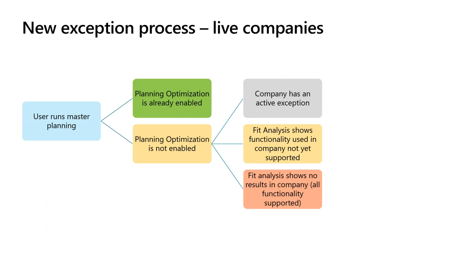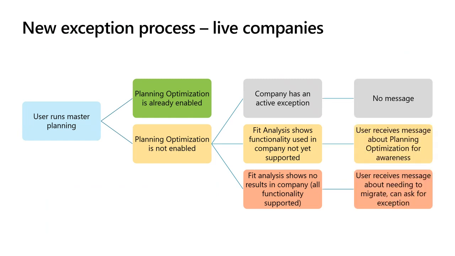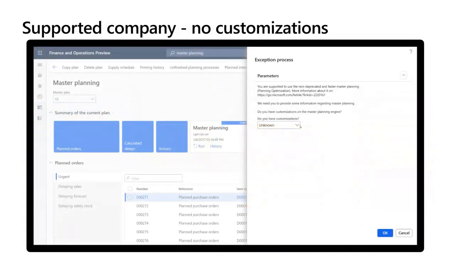So if the company has an exception, the exception is for the environment, there will be no message at that time. If the fit analysis shows the company is not supported, they will receive a message about planning optimization for awareness. If the company is supported, then the user will receive a message that they need to migrate to planning optimization and will have the opportunity to request an exception. That basically gives more time.